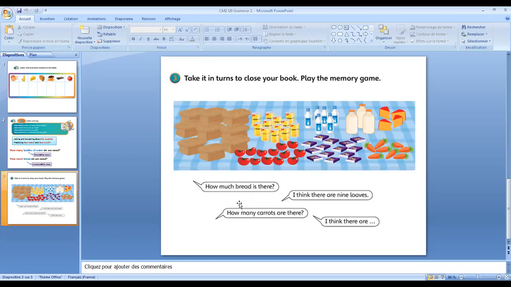Okay, now we have here an exercise. We are going to play it in our meeting, inshallah. We are going to take turns to close your book and play the memory game. You are going to look at these pictures and remember how many loaves of bread we have, how much bread, how many carrots. And you are going to say, I think there are 9 loaves of bread. I think there are 4 pieces of cheese, and so on.